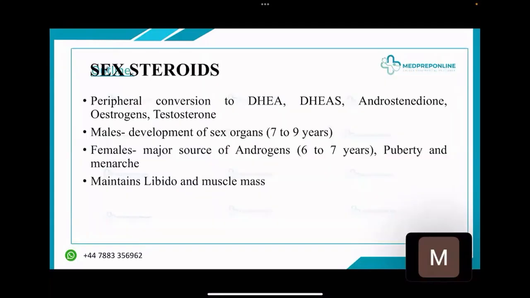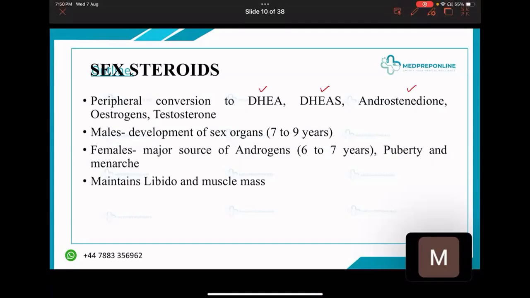Now, the sex steroids are the simplest of the lot. All you have to remember are 3 hormones: DHEA, its sulfated conjugate, which is DHEAS, as well as androstenedione. Estrogens and testosterone, in very mild form. Now, in males, these sex steroids will be secreted from the age of 7 to 9 years. In females, they will be secreted from the age of 6 to 7 years. And it has a more important function in females. For males, these do not form the most significant source of androgens, but for females, this is a major source of androgen. And it is required basically at the time of puberty as well as menarche. It maintains the libido as well as the muscle mass.